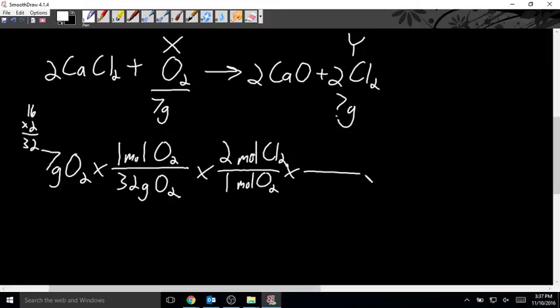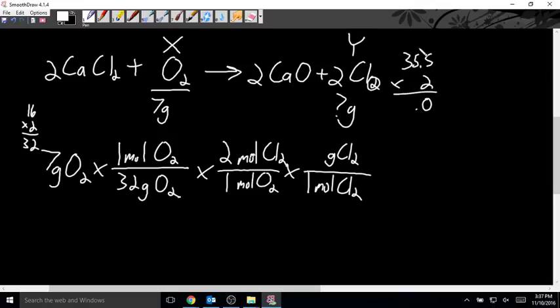All right, your next conversion then is 1 mole of what we're looking for, so Cl2, over the molar mass of what we're looking for, so Cl2. So over here, I'm going to say 1 chlorine has a mass of 35.5. There's 2 of them here. 35.5 times 2 is 71.